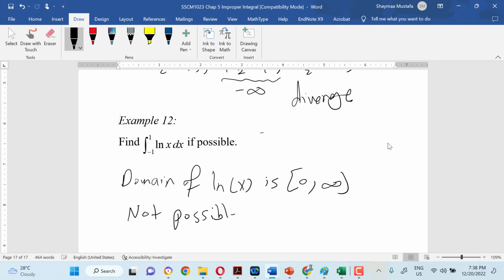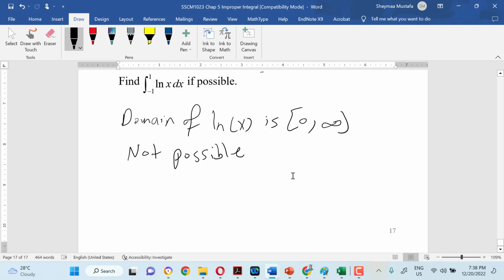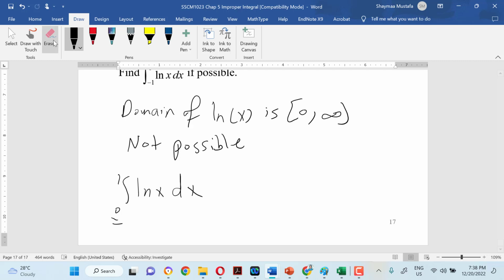Okay, so to evaluate this one, we can replace the question. We can evaluate from 0 to 1 of logarithm x dx. This one is an improper integral because the function is undefined at 0. So here the domain is from 0, and 0 is not included. So we can calculate this one as an improper integral. So it will be equal to the limit.